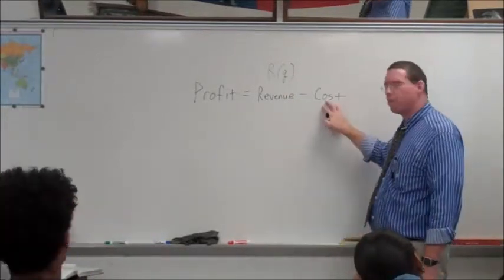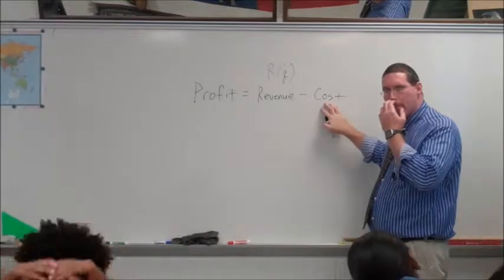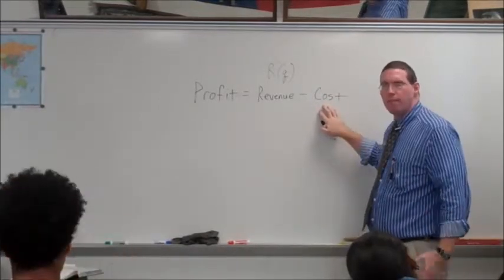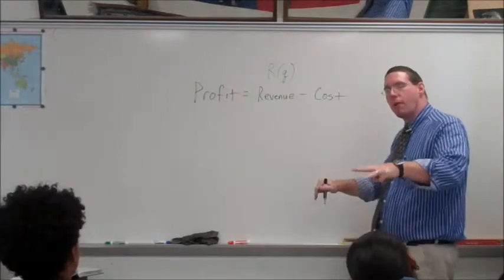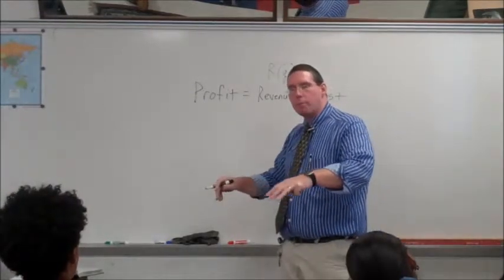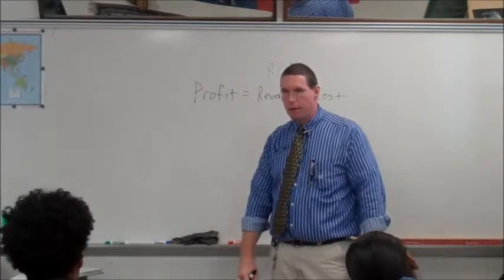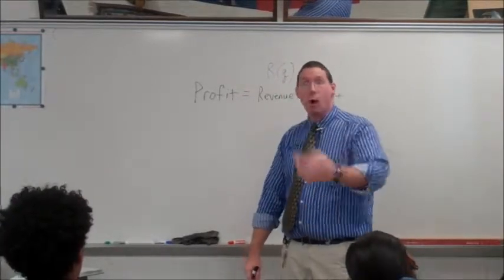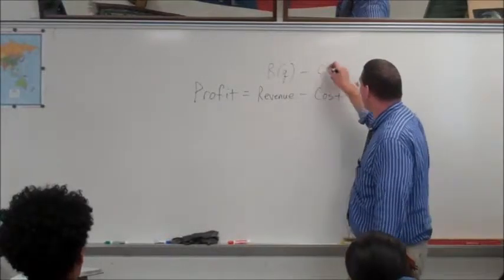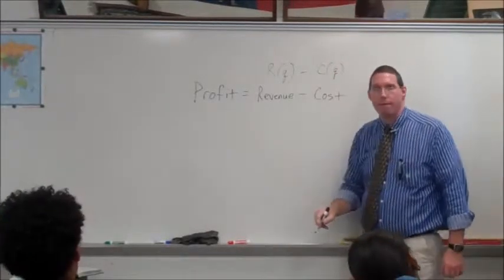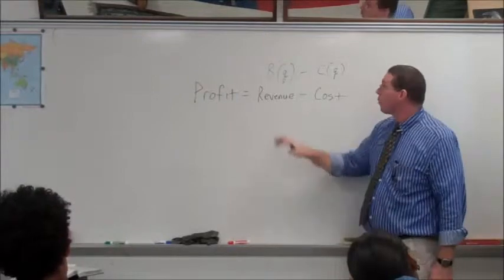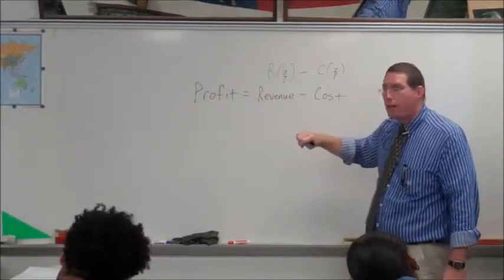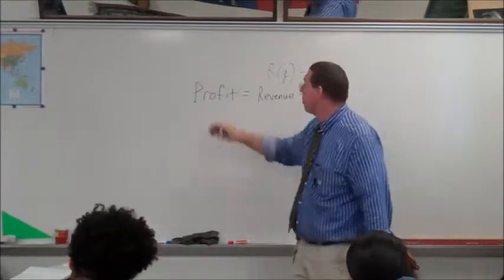How do we determine how much cost? There are 2 kinds of costs: fixed cost and variable cost. We're going to ignore fixed cost for now. Variable cost: if it costs me $3 each to make, how much total cost will I have? 3 times whatever quantity is, right? So cost is also a function of quantity. If revenue is a function of quantity and cost is a function of quantity, then profit is also a function of quantity.